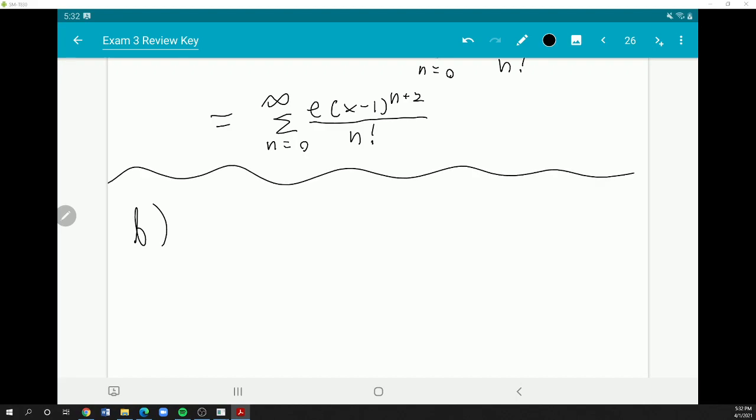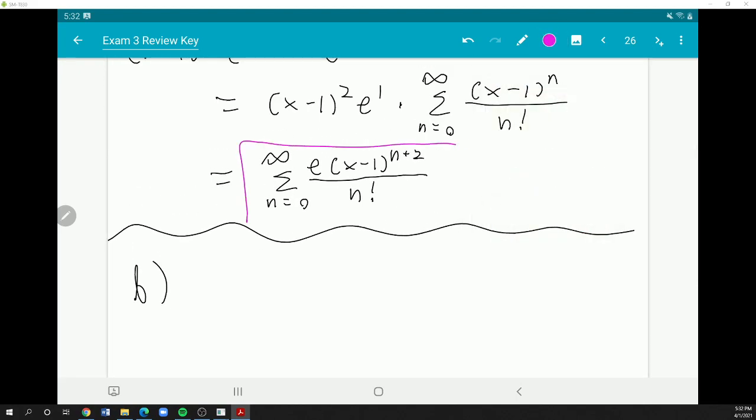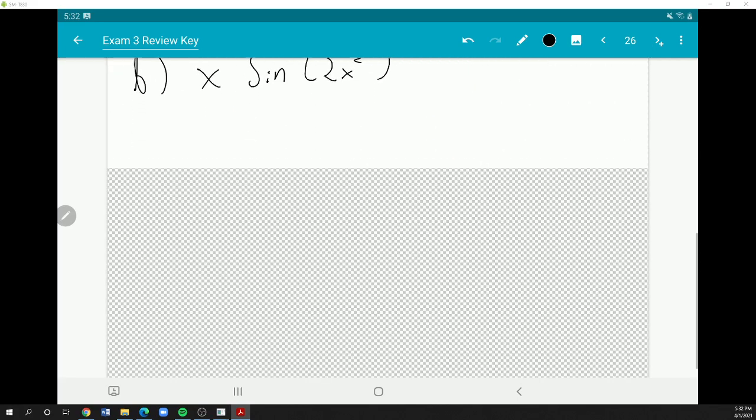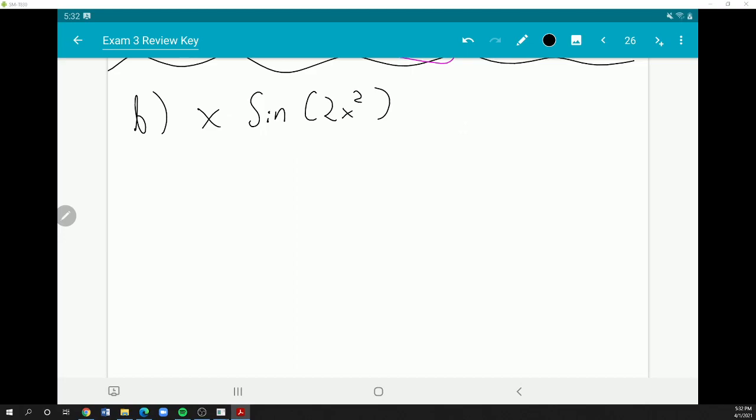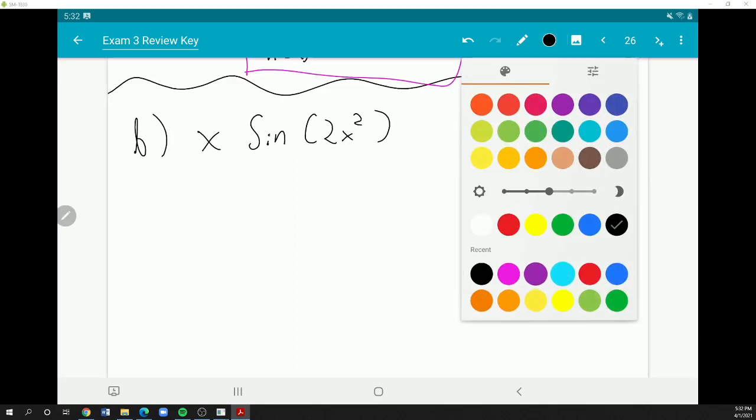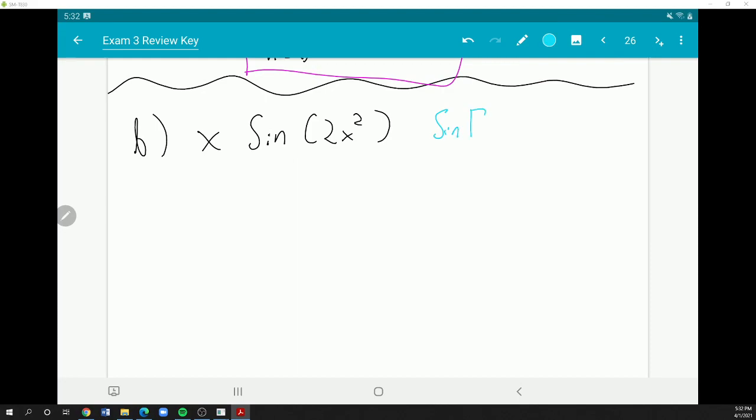And then B, what do we have? We have x sine of 2x squared. So again, I'm going to use this idea. Sine of an empty box is the sum n equals 0 to infinity of minus 1 to the n, x to the 2n plus 1 over 2n plus 1. But not x, empty box.